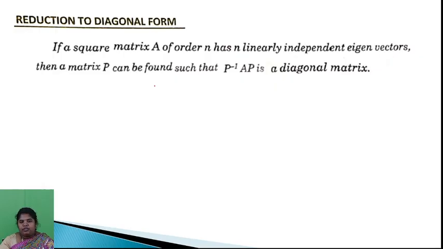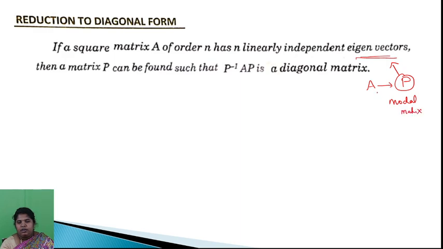If we are given a square matrix A with linearly independent eigenvectors, then we can find a matrix P such that P inverse AP is a diagonal matrix. So first we have to find a corresponding matrix P with the eigenvectors. The matrix P is formed using the eigenvectors of the given matrix A, and this matrix is said to be the modal matrix.